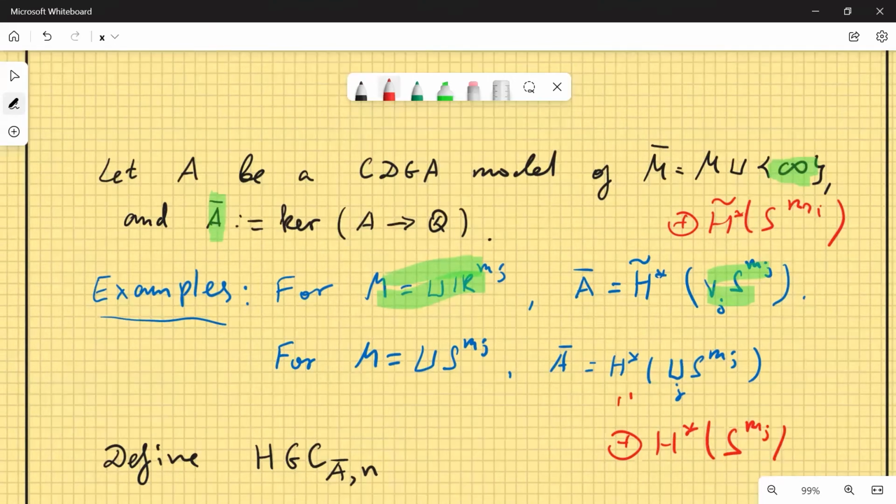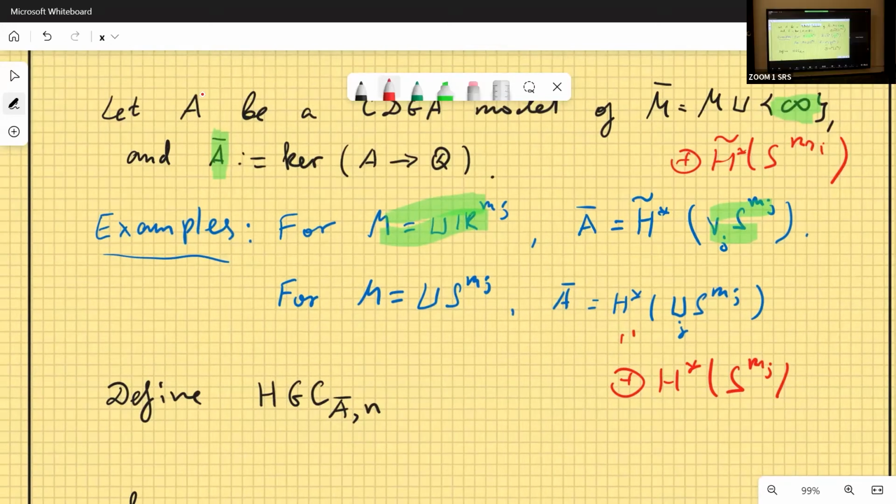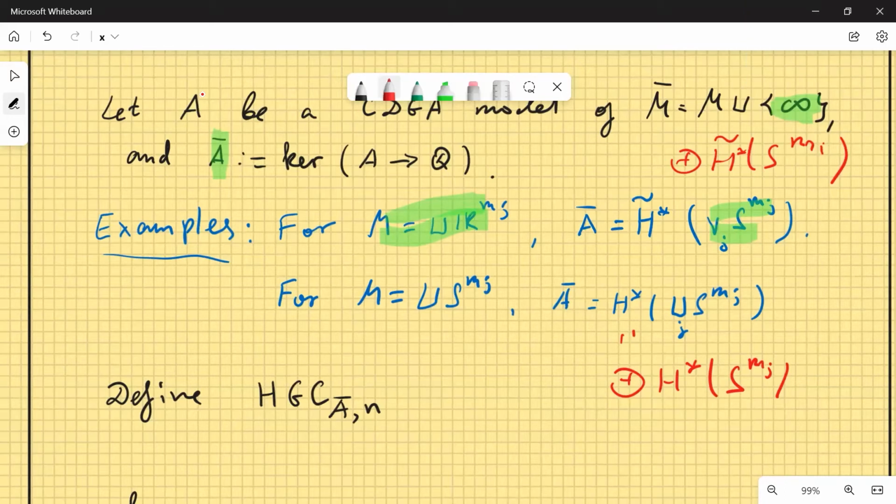So now we are going to define this hairy graph complex infinity algebra.